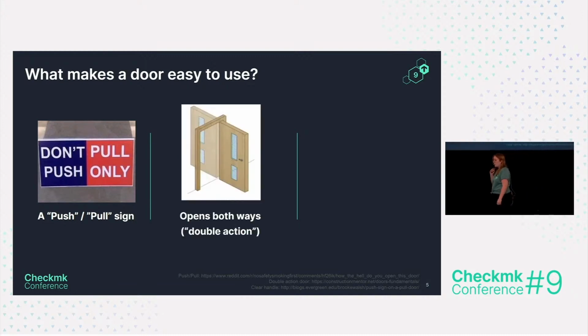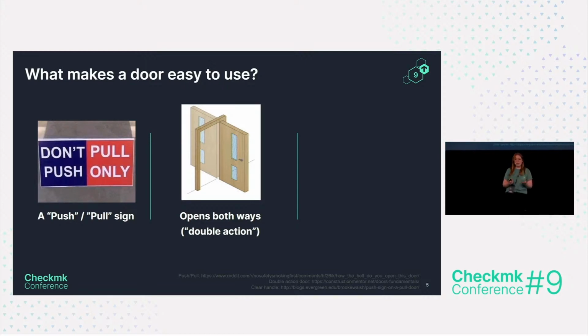What else? We could, of course, install a totally different door, like a door that opens both ways, like this one. It's called a double action door. But sometimes this is not feasible due to a tight budget or simply not having enough space to install that door. So no double action. What's left?